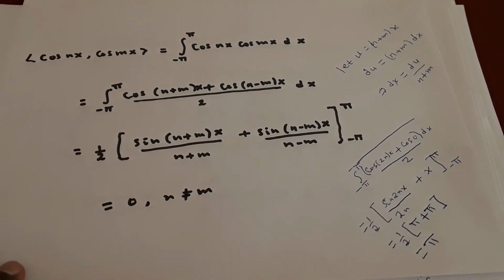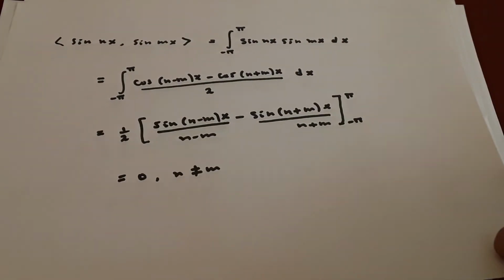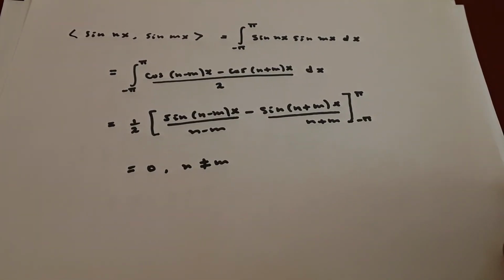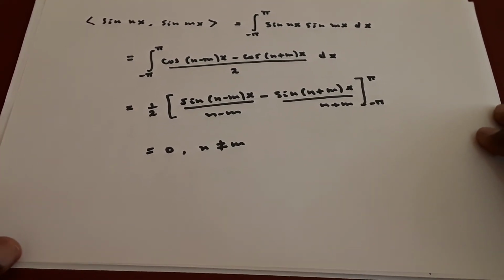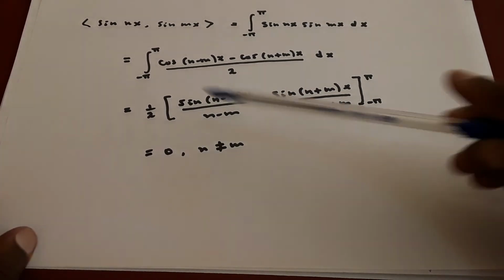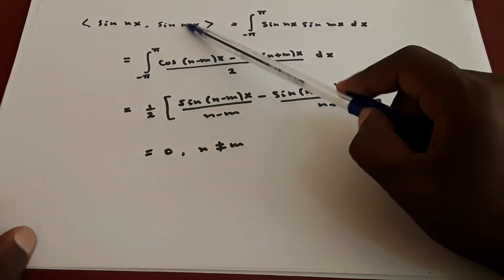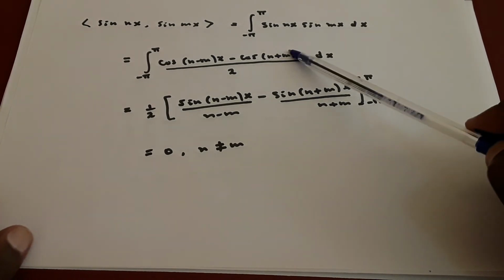So cos nx with cos mx is orthogonal. Sin mx with sin nx is again orthogonal. Let's look at sin mx with sin nx. The same procedure can be adopted like we did before. We apply the inner product of two functions, letting this be f and this be g, from minus pi to pi of sin nx sin mx dx.